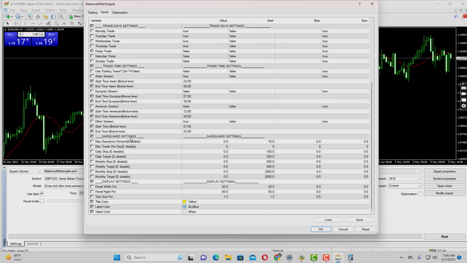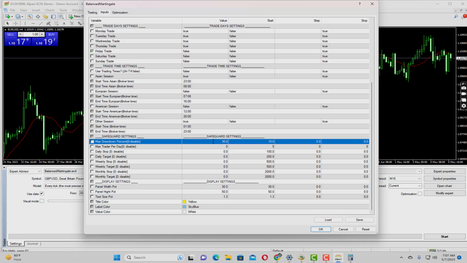Safeguard settings are very important. For now, I have kept it zero. But if you want to protect your account, you must use at least this max drawdown percent input parameter. If you put 30 here, whenever the EA reaches a 30% drawdown of your total account balance, it will close all the trades and stop the EA. There are other safeguard settings, you can explore those, but for now I will not cover those.